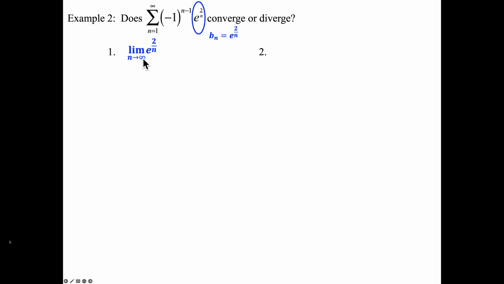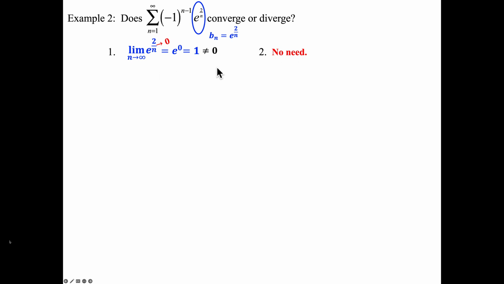So the limit here states, okay, 2 over n. Wait a minute. My exponent, top is the same, bottom's getting bigger. This exponent is approaching 0. So e to the 0 is 1. Wait a minute, that's not equal to 0. I violated my first rule. There's no reason to do the second part.